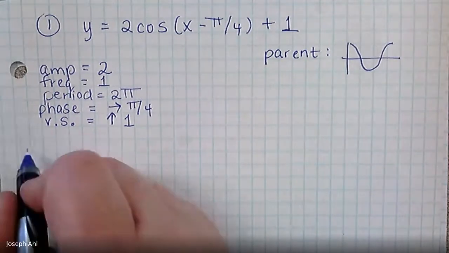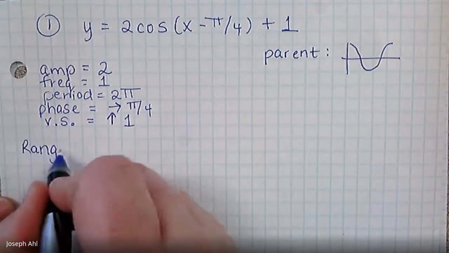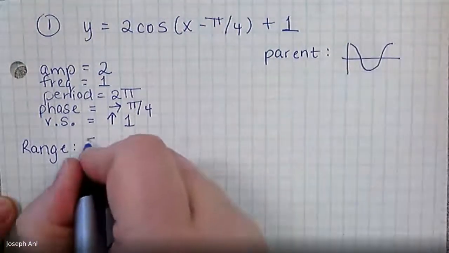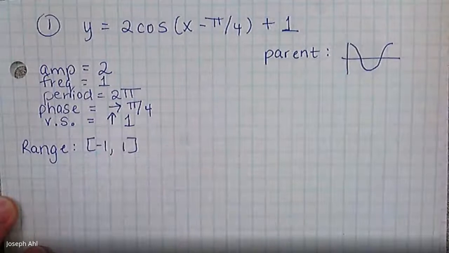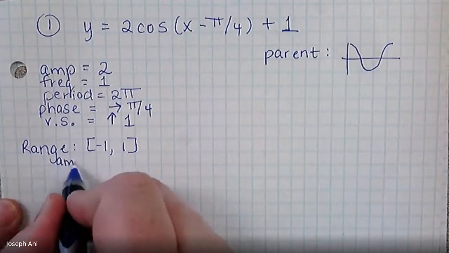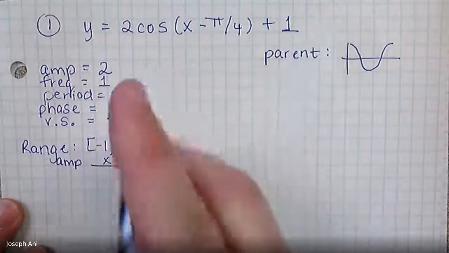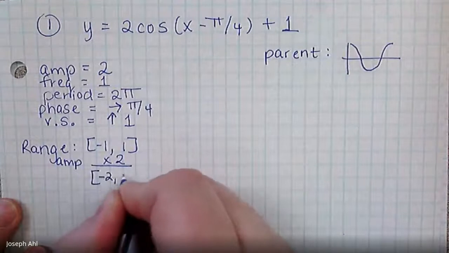All right, let's talk about next the range. So how do we find the range in general, the lowest point to the highest point? Well, you're going to start with -1 to 1 always. And then you're going to multiply by the amplitude. So the amplitude is 2. That's going to stretch the graph vertically. Now we're from -2 to 2.